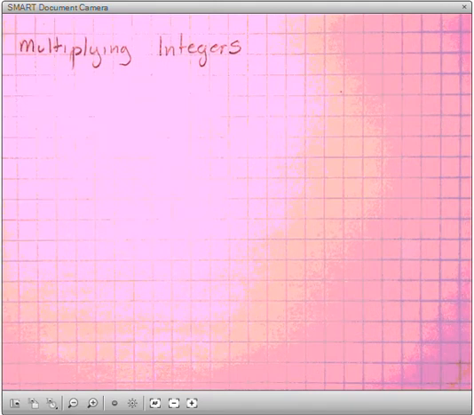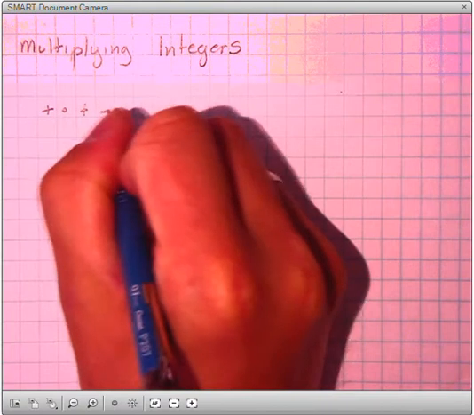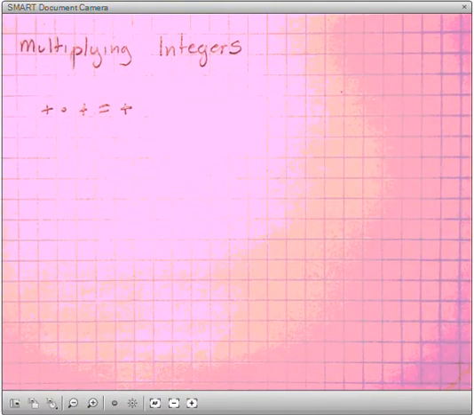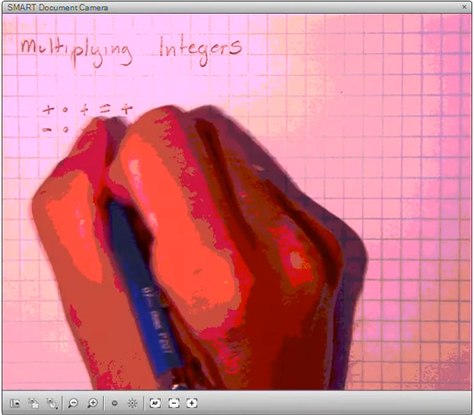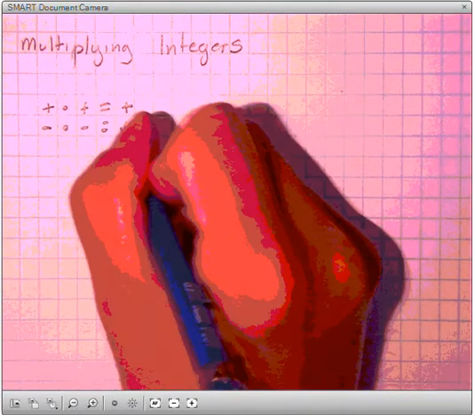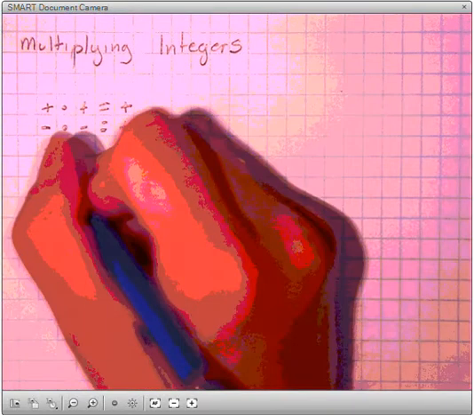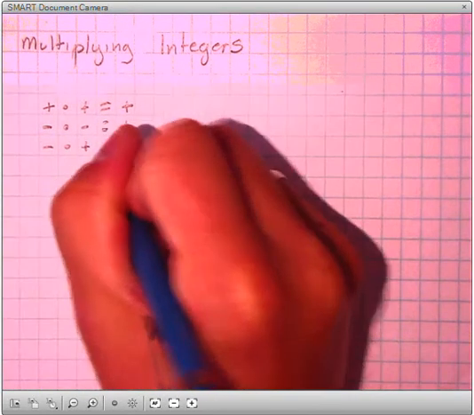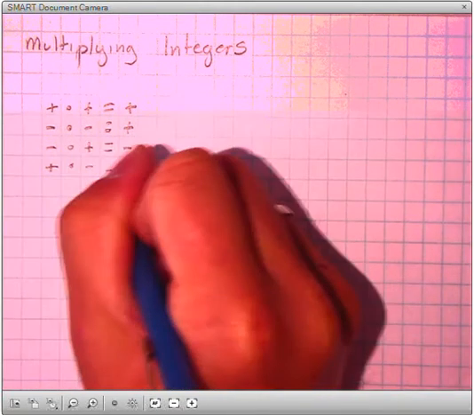Integers. Just some basic rules that you learned either last year or even the year before that. A lot of us did this in 5th grade. The basic idea is a positive times a positive is going to equal a positive. These are just your basic multiplying integer rules. Positive times a positive equals a positive. A negative times a negative equals a positive. That's one that throws people off. A negative times a positive equals a negative, and a positive times a negative equals a negative.